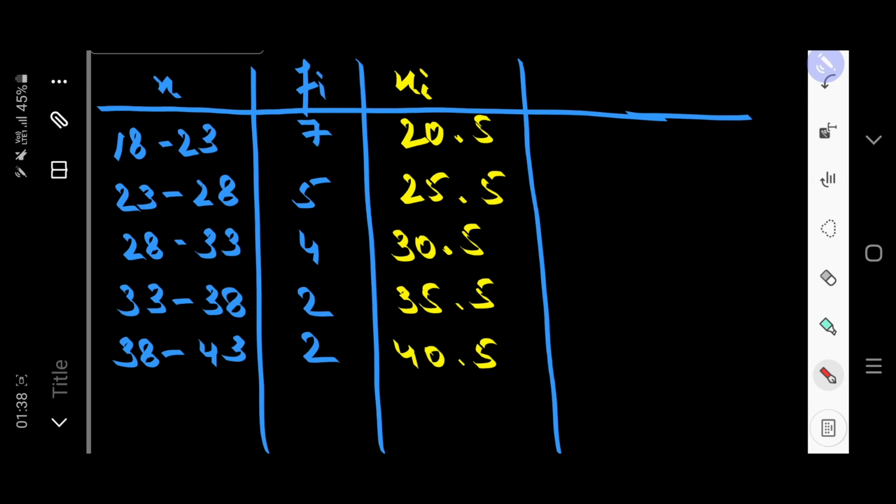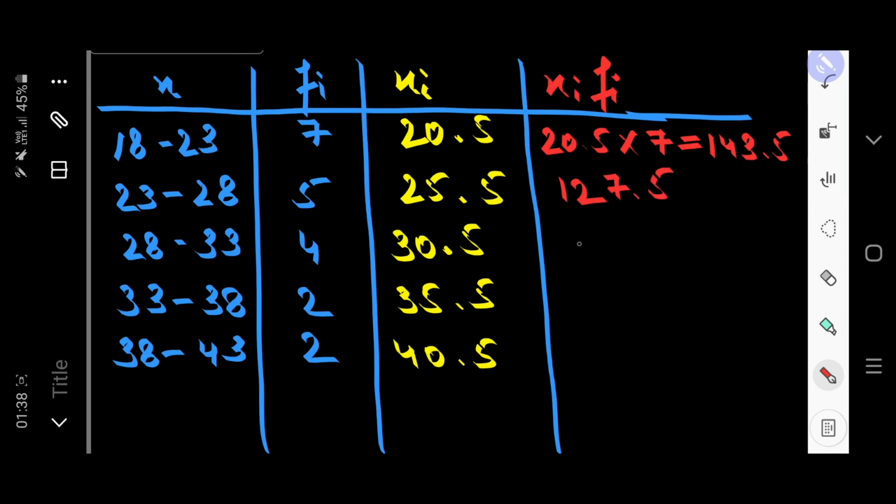So now we have all the values of xi and fi. Now we will simply follow the same steps as in the calculation of mean for ungrouped data. We find the values of xi fi, where it is 20.5 multiplied by 7, which is 143.5. Similarly we calculate all the values. This is 127.5, this is 122, this is 71, and this is 81. Now we will add all these xi fi values and the fi values.